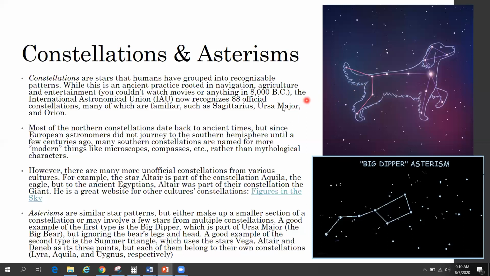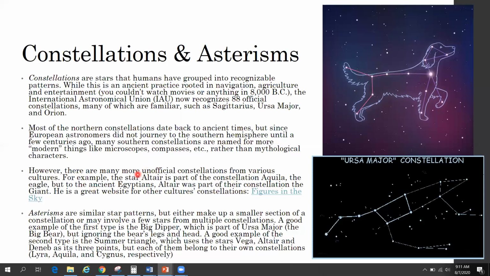So anyway, an organization called the International Astronomical Union, the IAU, now recognizes 88 official constellations, many of which are familiar, like Sagittarius, Ursa Major, and Orion. You've probably heard of those. So most of the northern constellations, constellations you can easily see from here in the northern hemisphere, date back to ancient times, but since European astronomers did not journey to the southern hemisphere until a few centuries ago, many of the southern constellations that you can see from the southern hemisphere are named for more modern things like microscopes, compasses, and so on, rather than mythological characters.